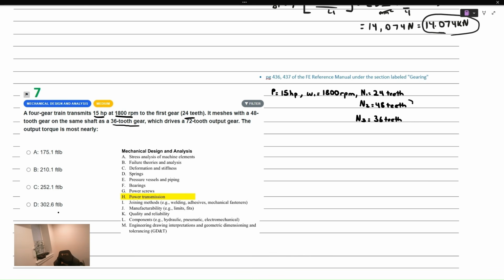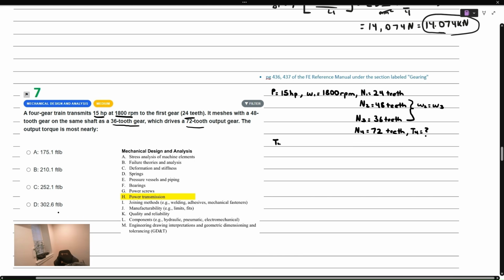And these two are on the same shaft, so that means the second and third gear are spinning with the same speed. The third gear is driving a 72 tooth output gear. So the number of teeth on the fourth gear is 72 teeth. The output torque is most nearly, so we're looking for the torque of the fourth gear. For gear trains, there's this important concept referred to as the gear ratio. And the gear ratio really relates angular speed, but its reciprocal could be used to relate output torque to input torque. The output torque is the torque associated with the fourth gear in our system.